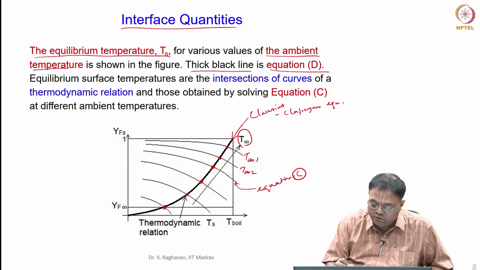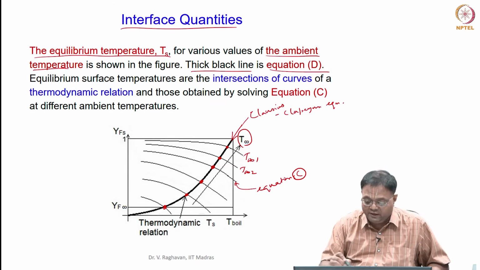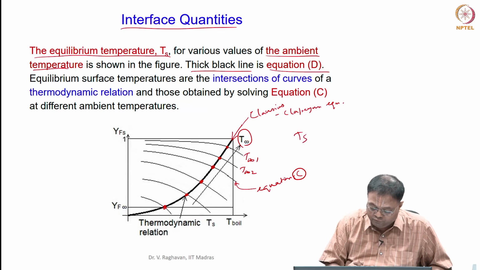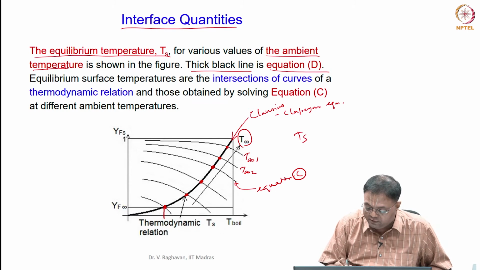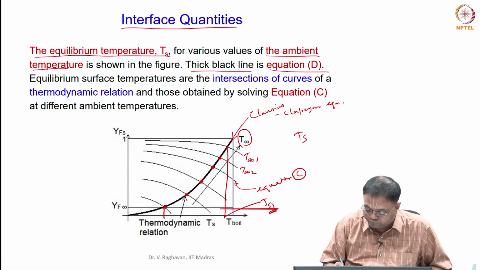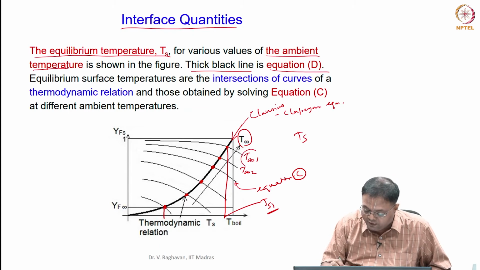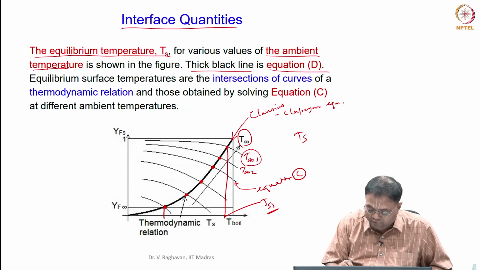Graphically, correct? These are the equilibrium temperatures. So you can see the equilibrium temperature Ts values, these are Ts. For example, this is T infinity 1, and this will be the corresponding Ts1. So Ts1 is the equilibrium value for T infinity 1. Then similarly, T infinity 2 has the corresponding Ts2, and so on.